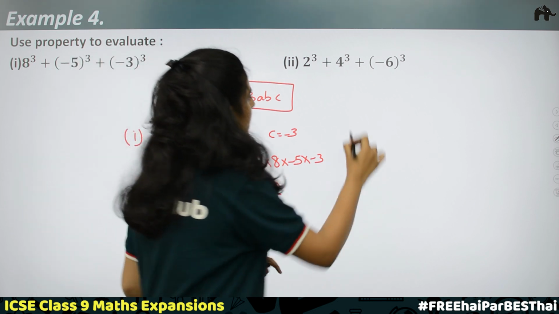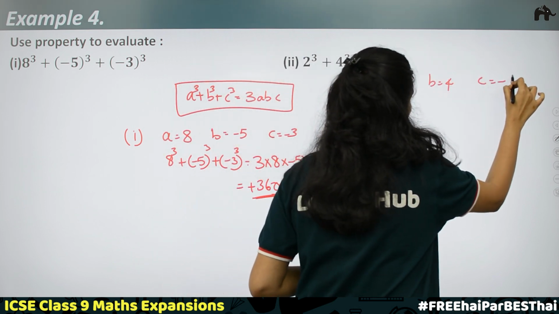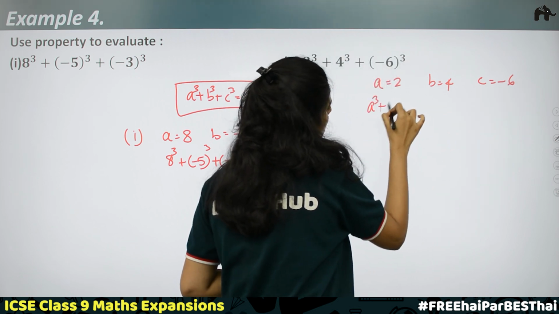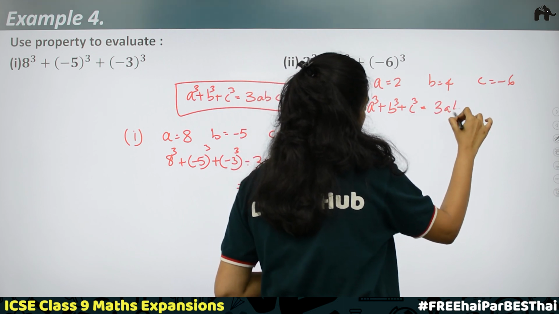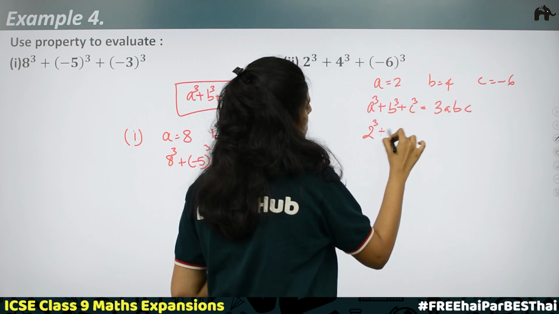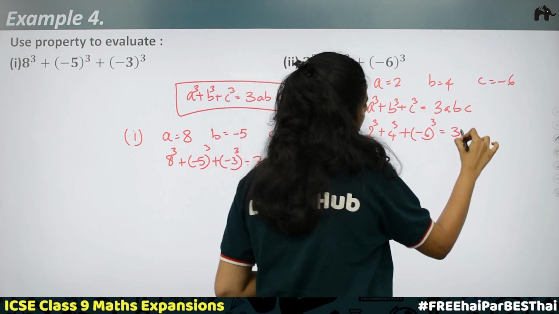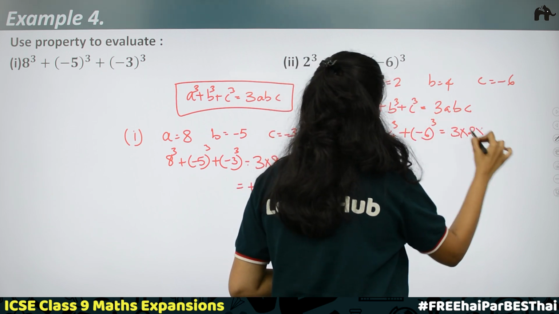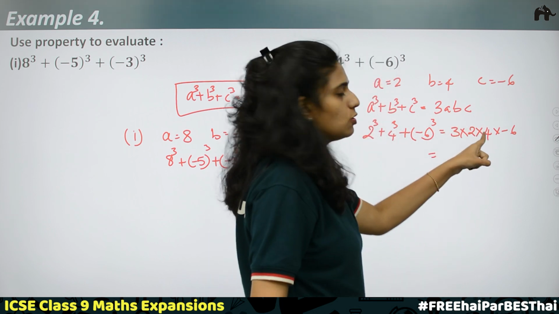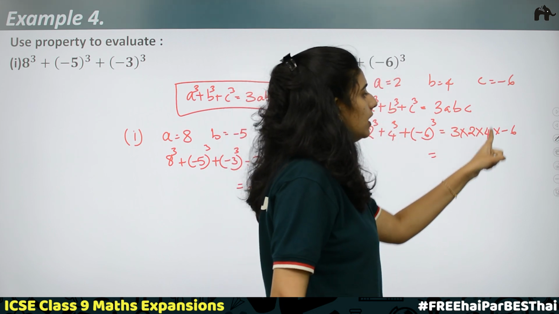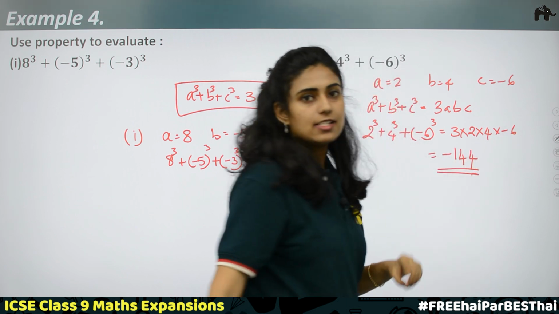Now the second one, here A value is equal to 2, B value equal to 4 and C is equal to minus 6. A cube plus B cube plus C cube is equal to 3ABC. Here 2 cube plus 4 cube plus minus 6 cube is equal to 3 into 2 into 4 into minus 6. 3 into 2 is 6, 6 into 4 is 24, 24 into minus 6 we get minus 144. So the answer is minus 144.